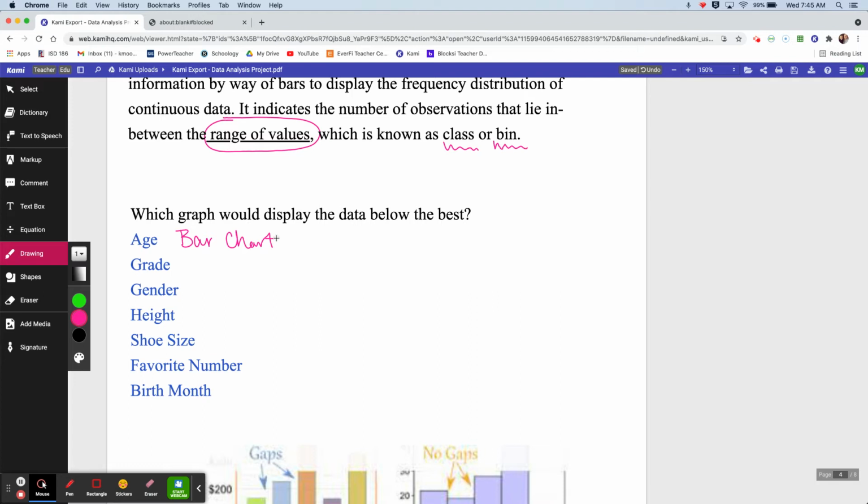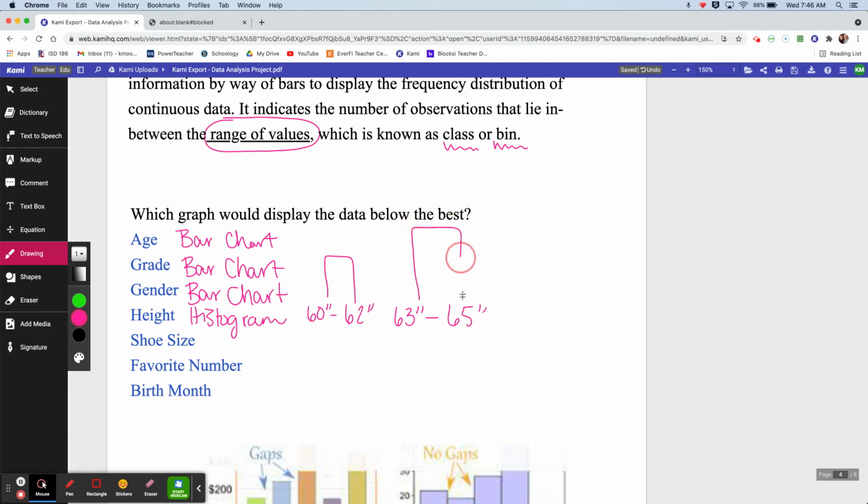Your grade is kind of the same thing because we only have so many categories. We would just do a bar chart. Gender is definitely a bar chart. There are only 2 categories. We're not going to do a range of that. Now, for height, you could do a bar chart if you wanted, but it's probably better to do a histogram, because you would say, okay, everybody from 60 inches to 62 inches, and then you would make your bar for that one. Everybody from 63 inches to 65 inches, and you'd make your bar for that one.